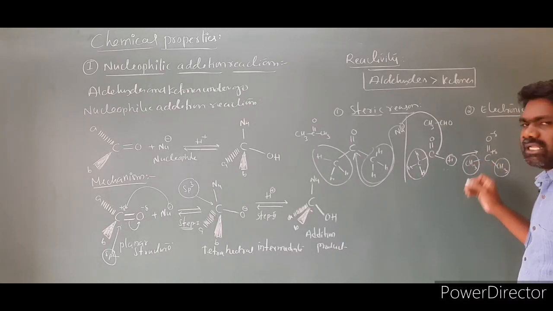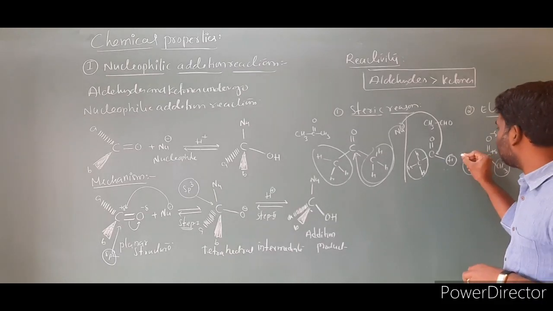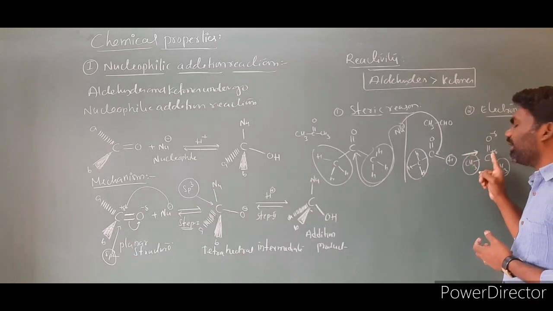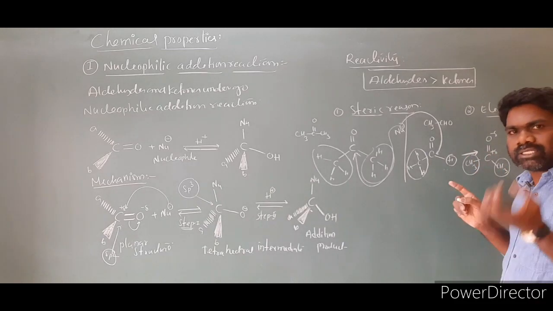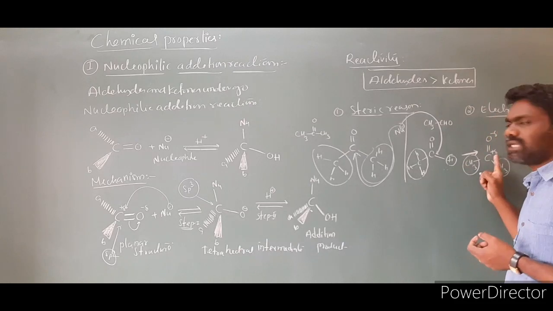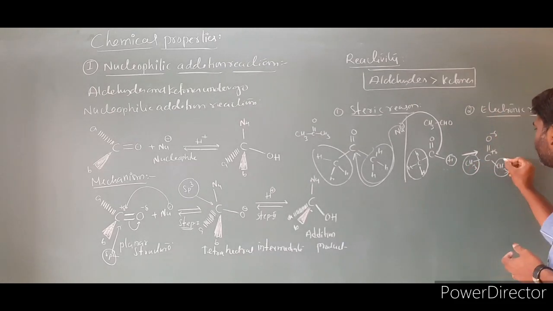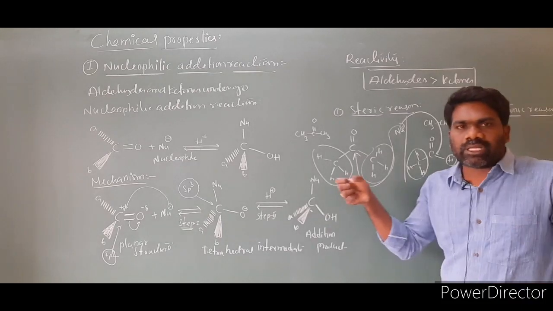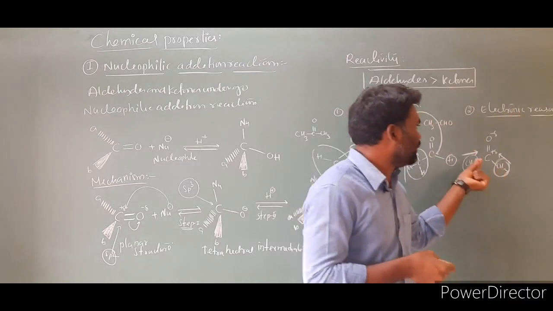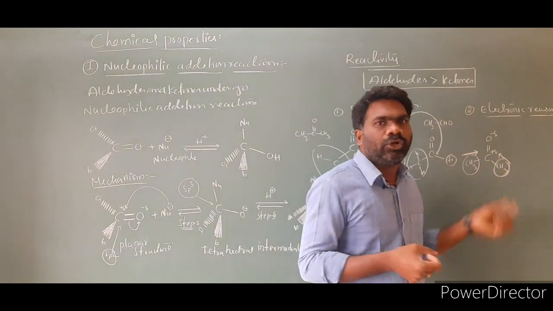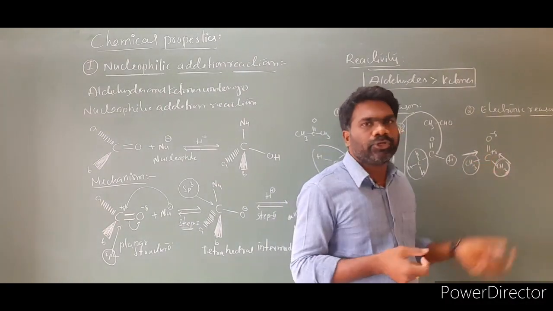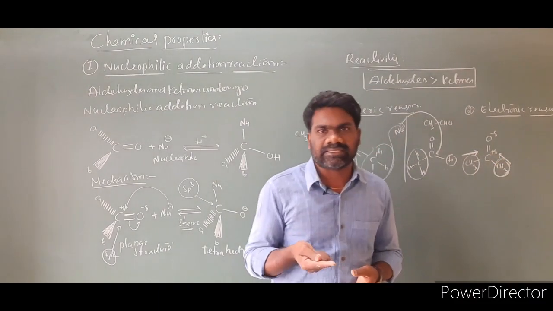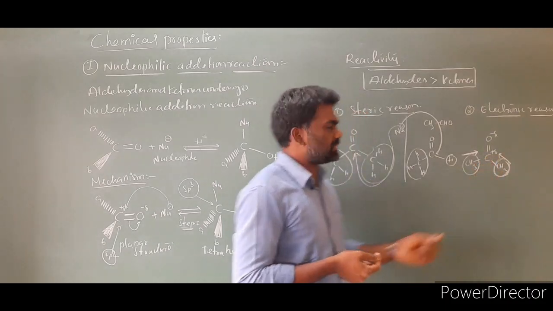This methyl group is an electron donating group. It will give electrons to the carbonyl carbon. As a result, electrons are donated to carbon, and due to donation of electrons, the carbon's positive charge decreases. And here one more methyl group is there. It also donates electrons to the carbonyl carbon. Both groups attached to the carbonyl carbon donate electrons to this carbon. Due to donation of electrons, the positive charge on the carbon decreases.